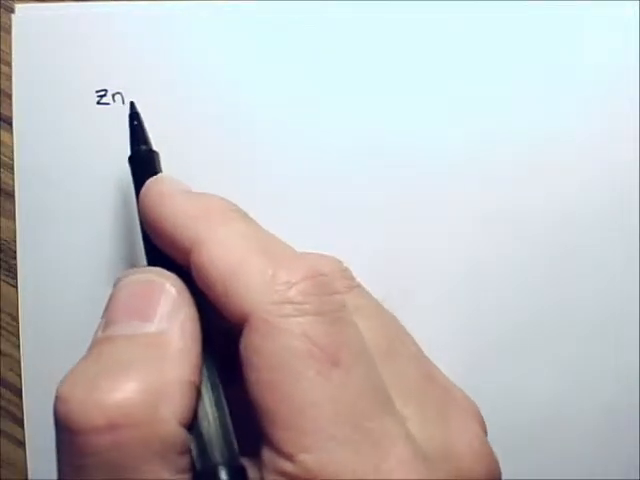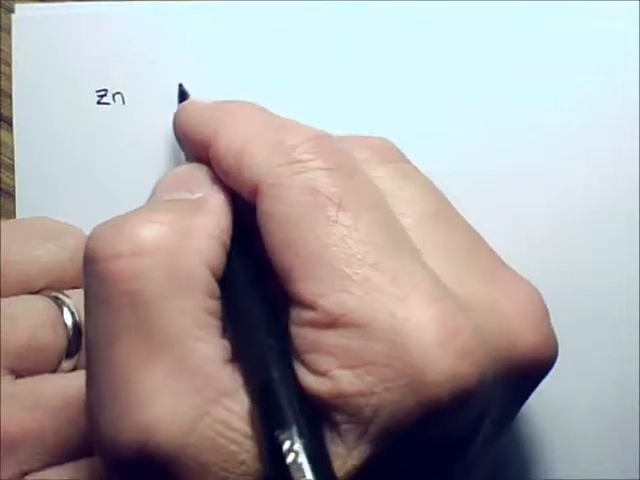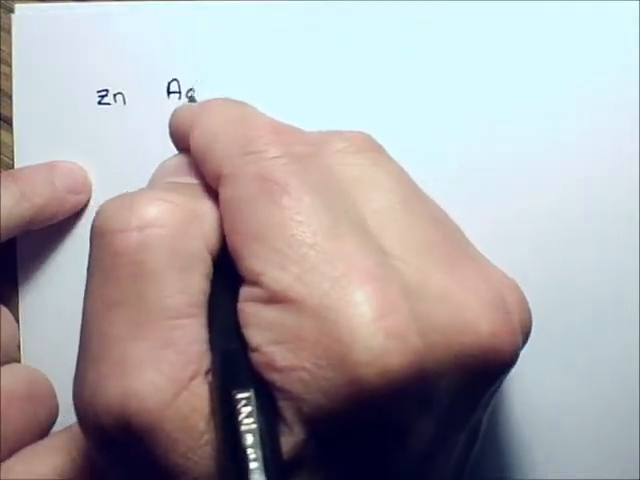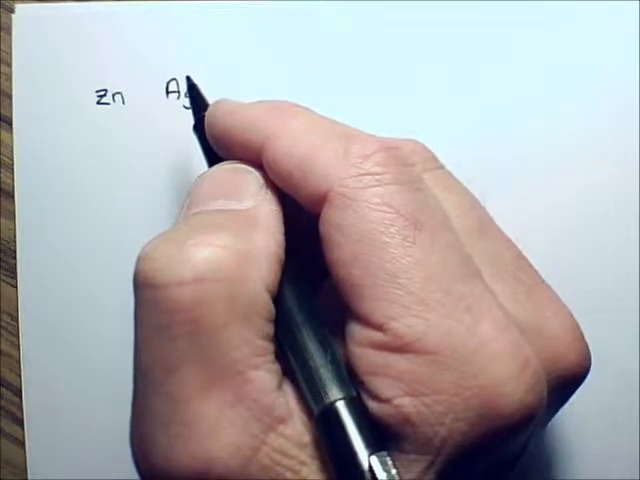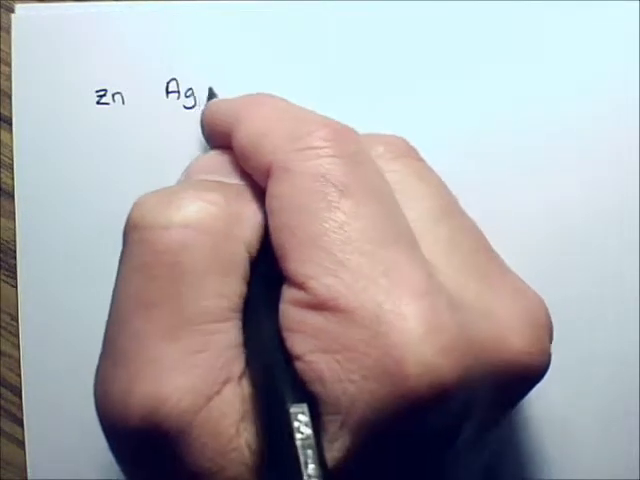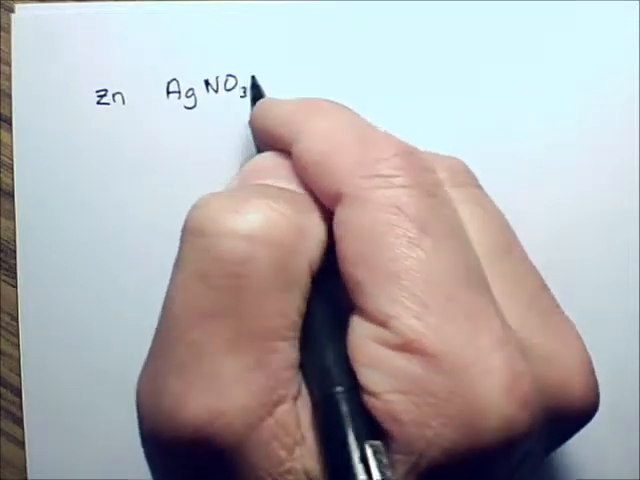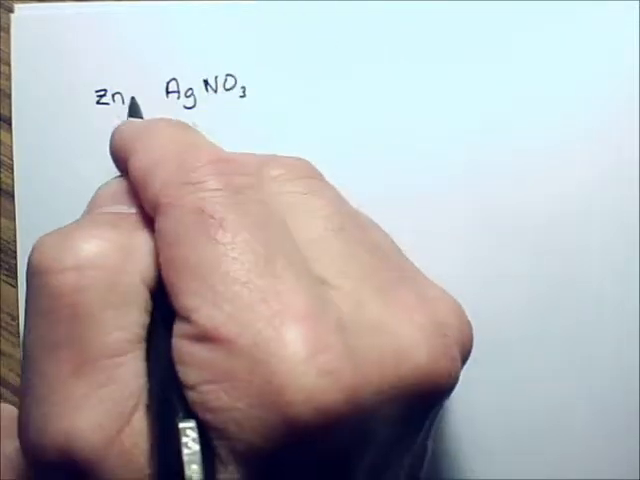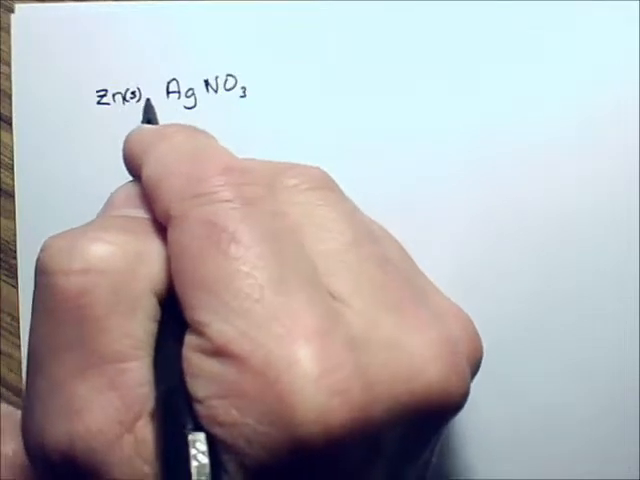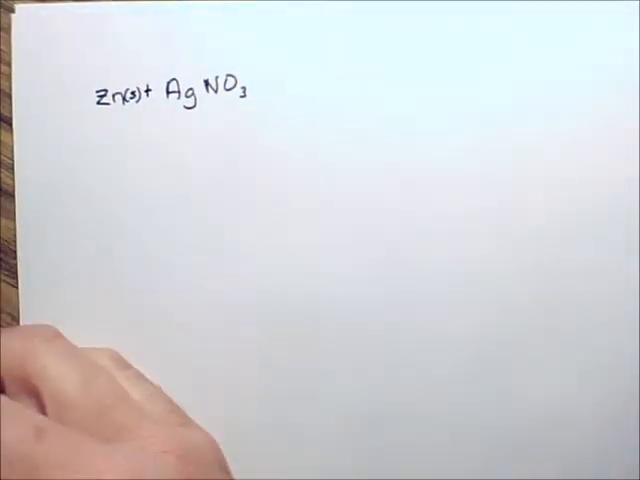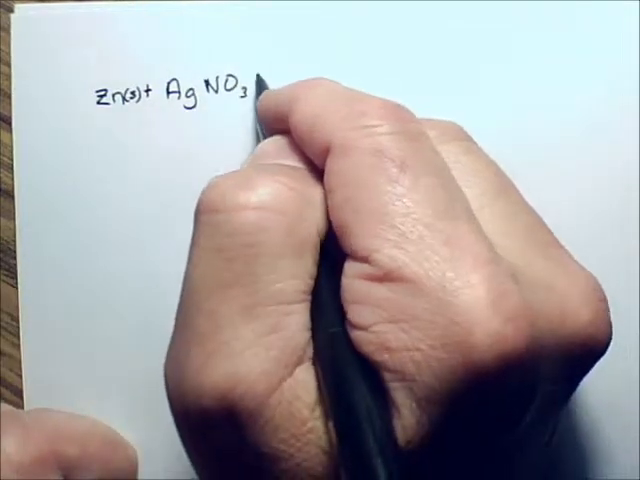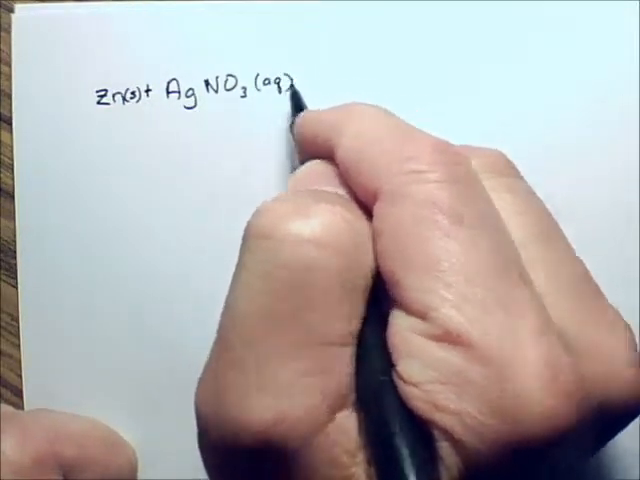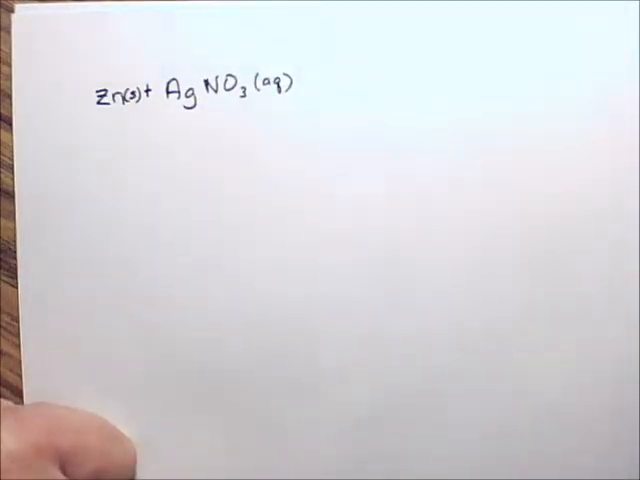All right, so I'm taking zinc, the metal, and I'm going to react that with, let's see, how about silver nitrate, AgNO3? That'd be a good one, wouldn't it? Okay. So zinc, if it's a metal, is going to be a solid. And we're going to make AgNO3 dissolved in water. We're going to call it aqueous.